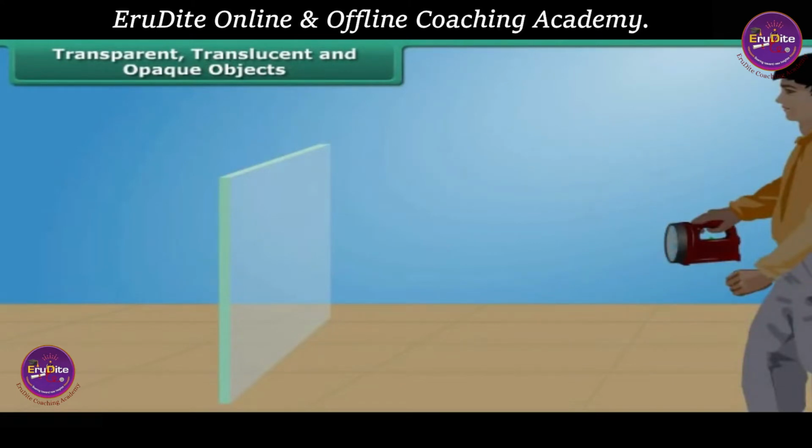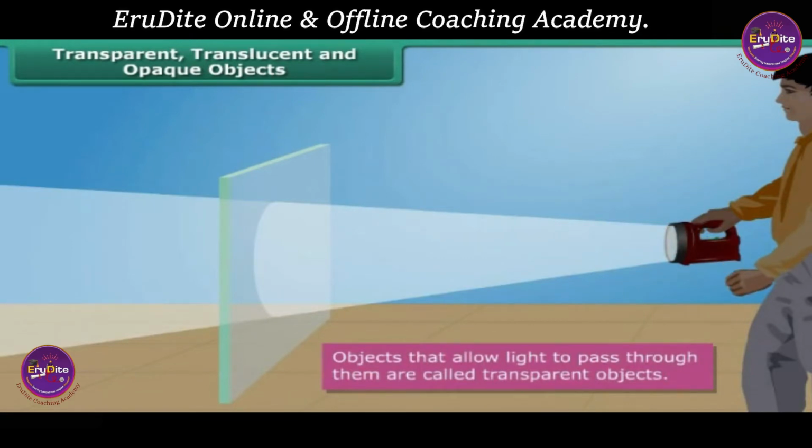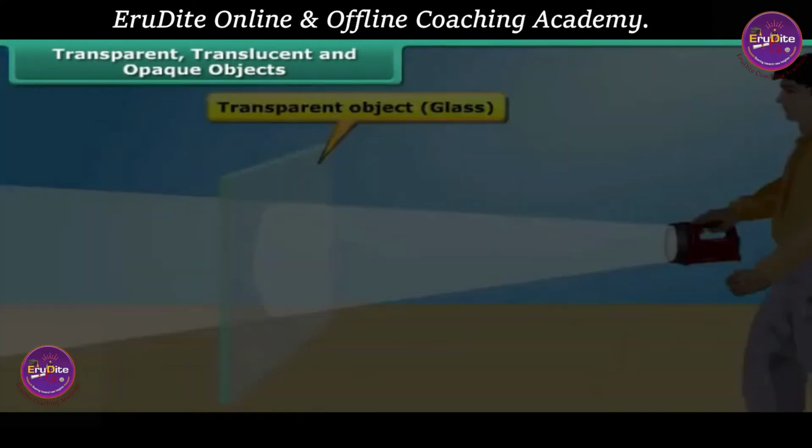Objects are classified as transparent, translucent, or opaque depending upon their treatment of light. Objects that allow light to pass through them are called transparent objects. Most of the light falling upon a transparent object passes through it to the other side, thereby allowing us to see through them. Glass, clean air, pure water, etc. are examples of transparent objects.